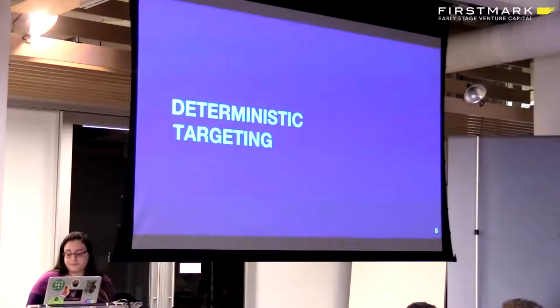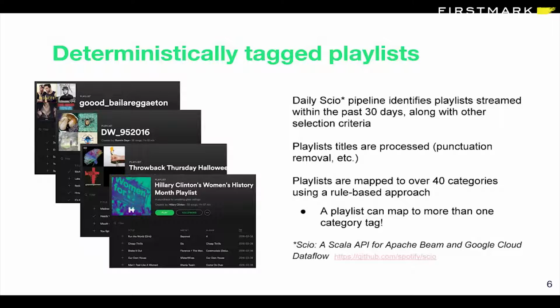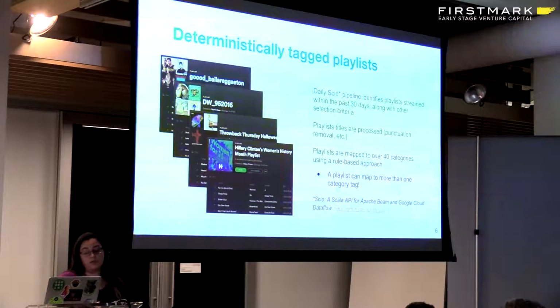Our deterministic targeting is very simple. It's a rules-based pipeline that we run daily. Basically, we use this, it's really cool, it's called Scio. It's Google Cloud Dataflow, but it's an internally built API for that in Scala. So if you've used something like Spark, or if you've coded in Scala in general, it provides a really nice experience for using Dataflow. We use that for a lot of our pipelines, this one included.